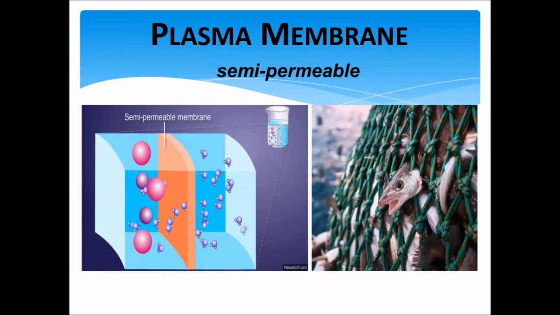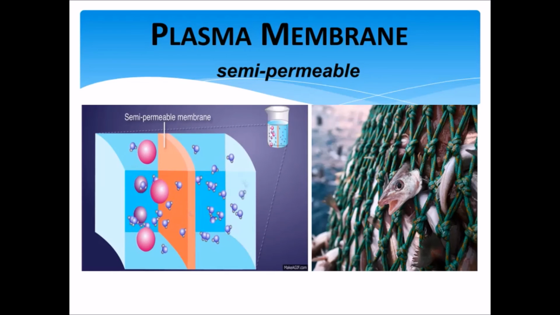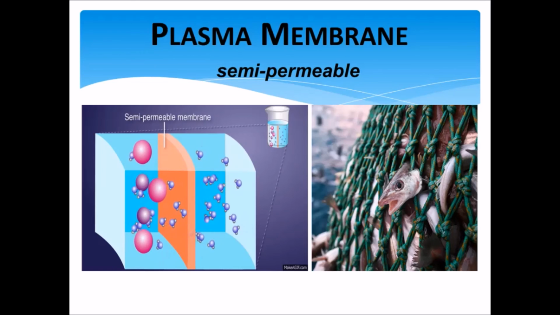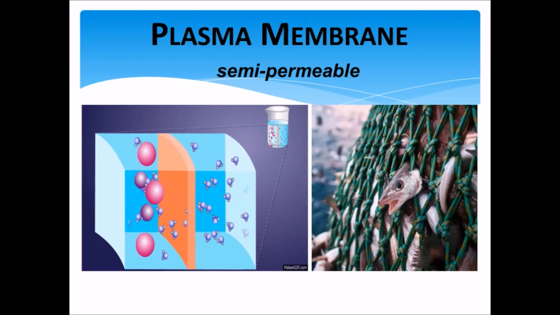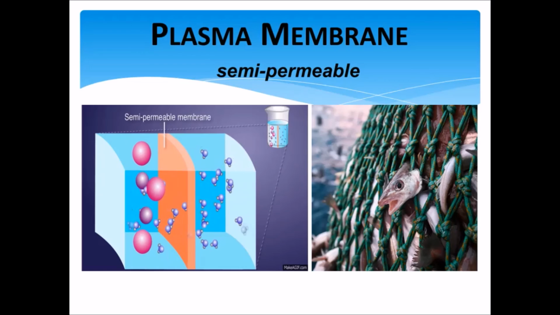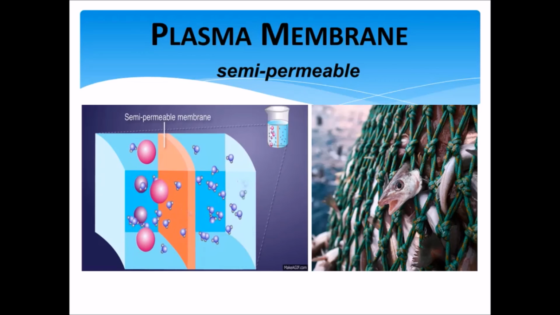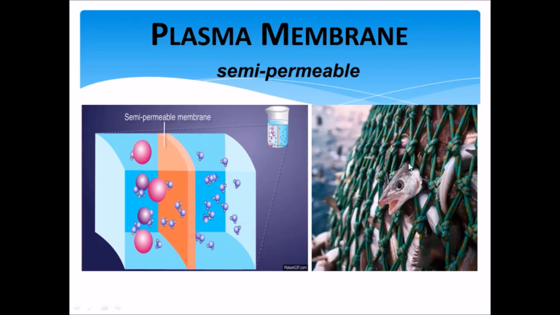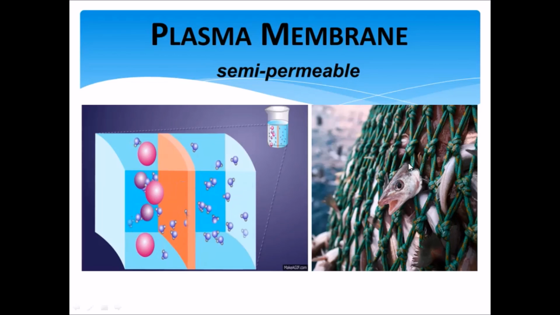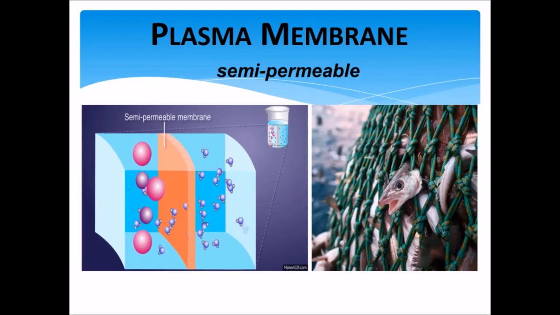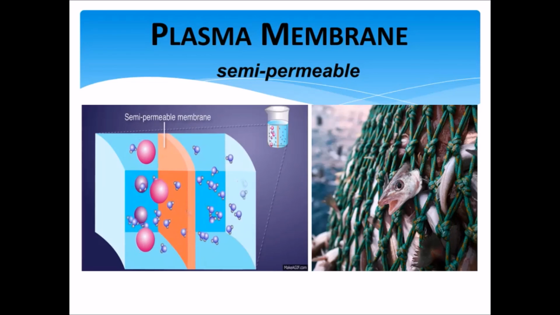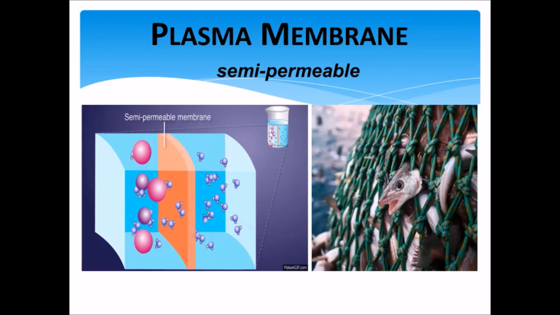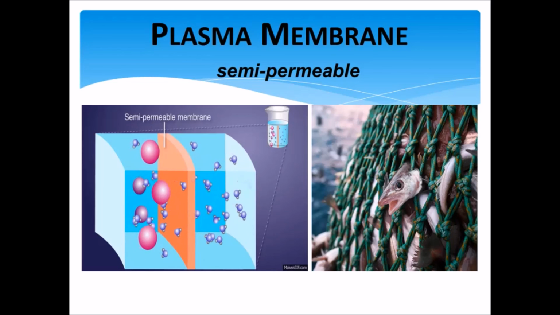A key property of the plasma membrane is selective permeability, or being semi-permeable, by which a membrane allows some substances to pass through while keeping others out. Now consider a fishnet as an analogy of selective permeability. The net has holes that allow water and other substances in the water to pass through, but not the fish. Depending on the size of the holes in the net, some kinds of fish might pass through while others are caught.